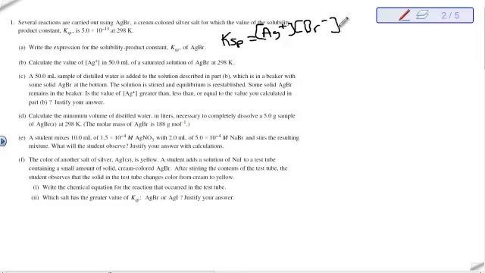Pretty basic stuff. Question B, calculate the value of silver ions in 50 mL of a saturated solution of silver bromide. Now this is somewhat of a trick question because it wants the concentration of silver ions present. So in other words, you're going to find X in that ICE technique stuff that we learned.